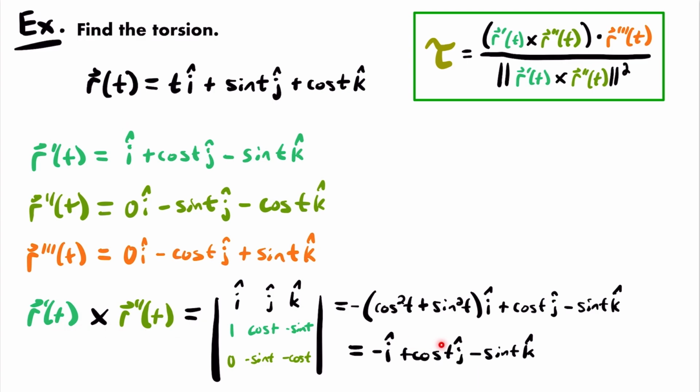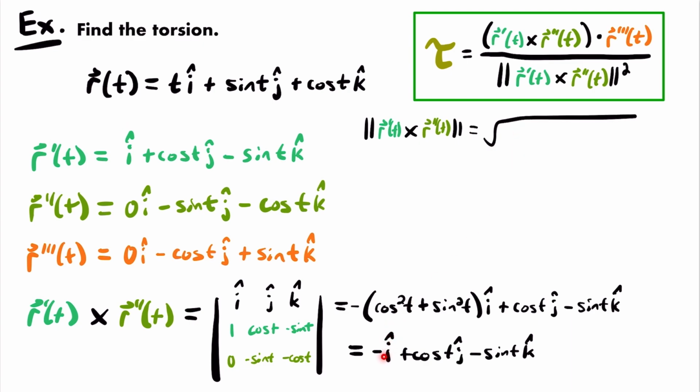So now that we have that cross product and it's fully simplified, we can do everything else that we need for this formula. In particular, we need the magnitude of that cross product, and we need to take the dot product between that vector and the third derivative. So let's start with the magnitude. The magnitude of the cross product between r prime of t and r double prime of t will be equal to the square root of the sum of the components squared.